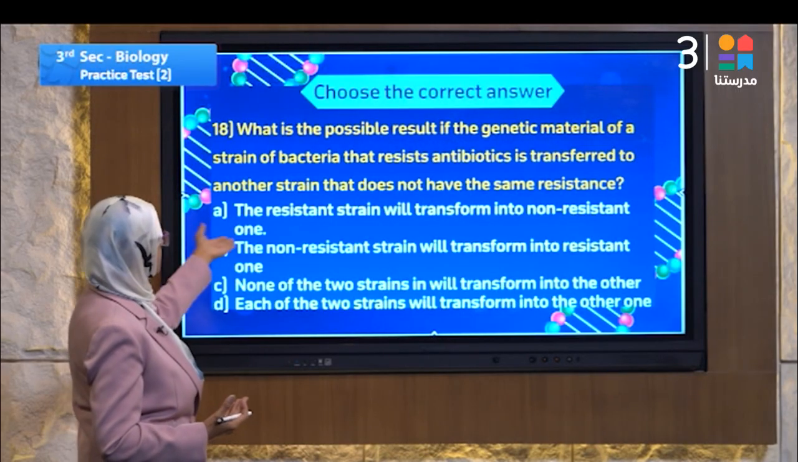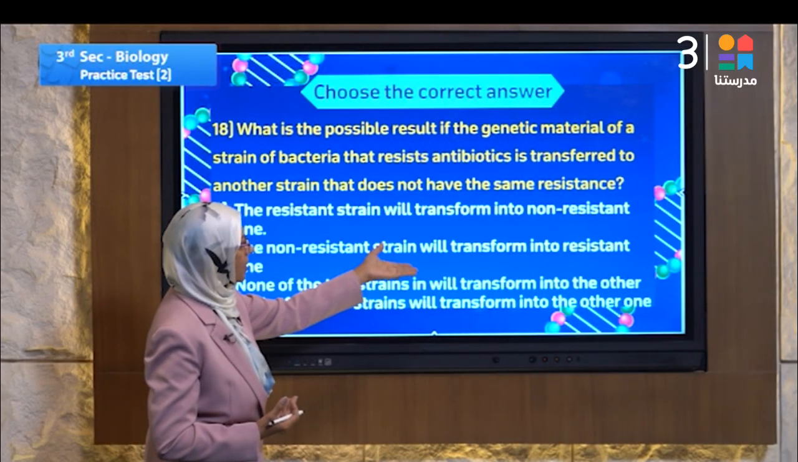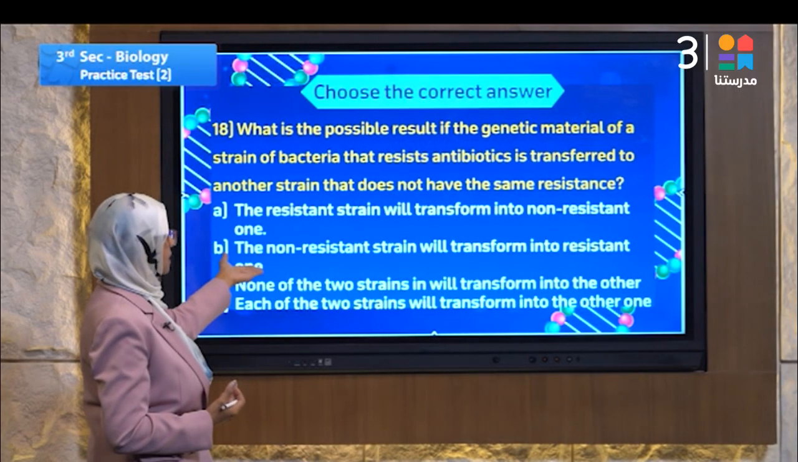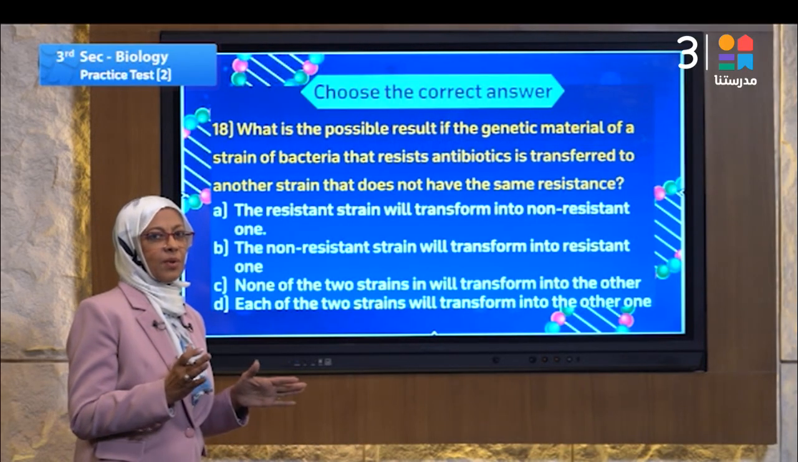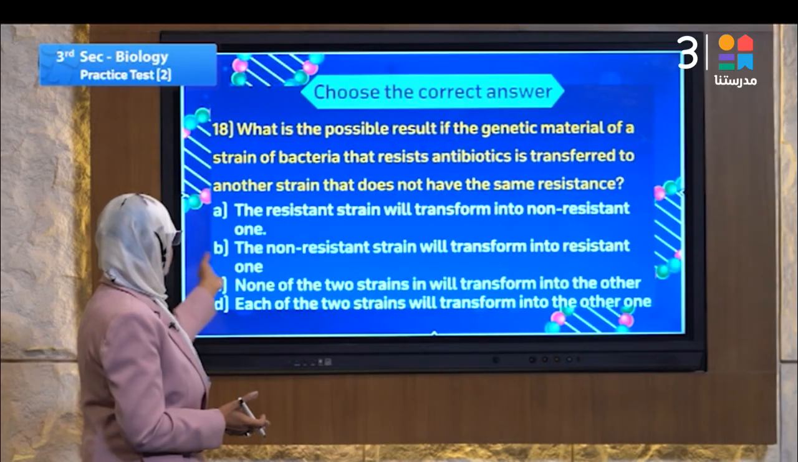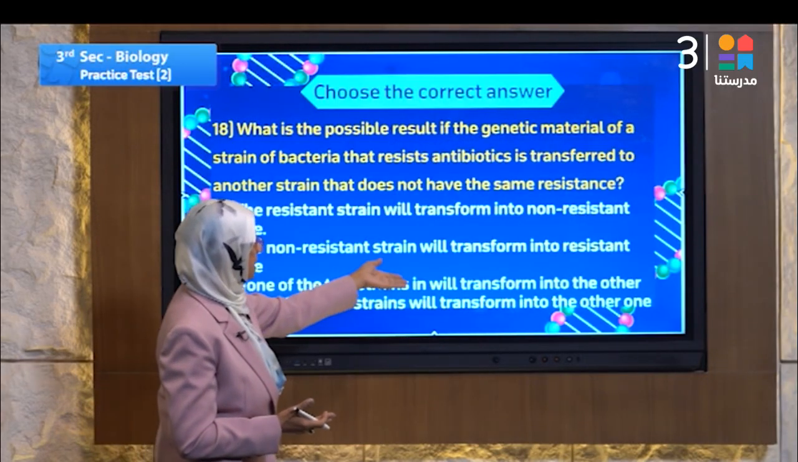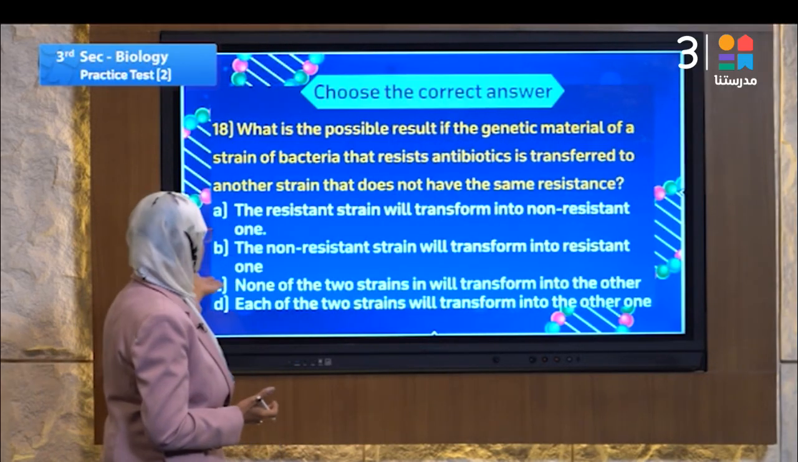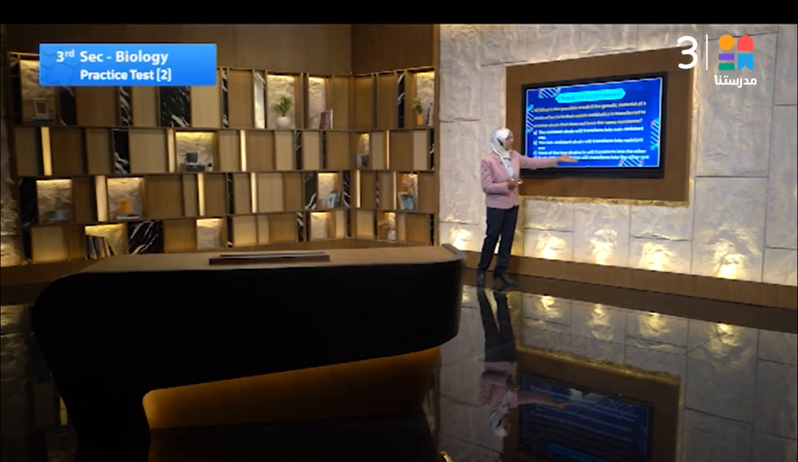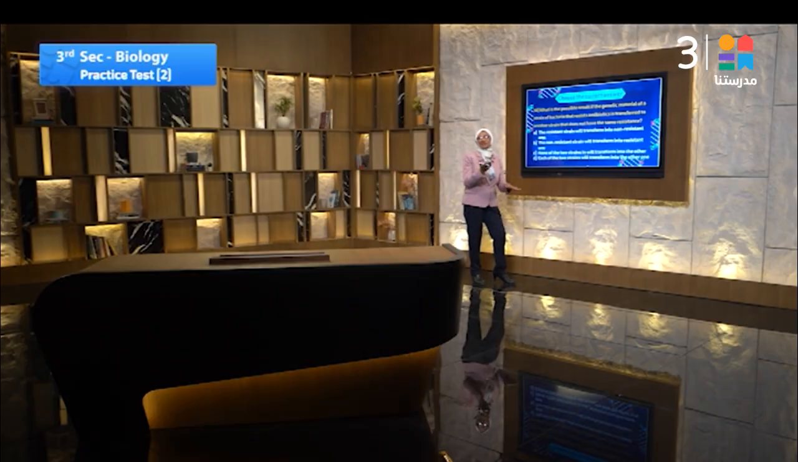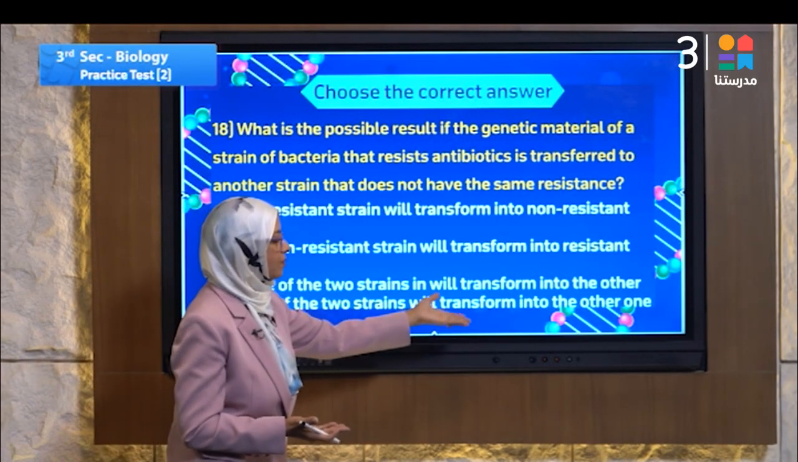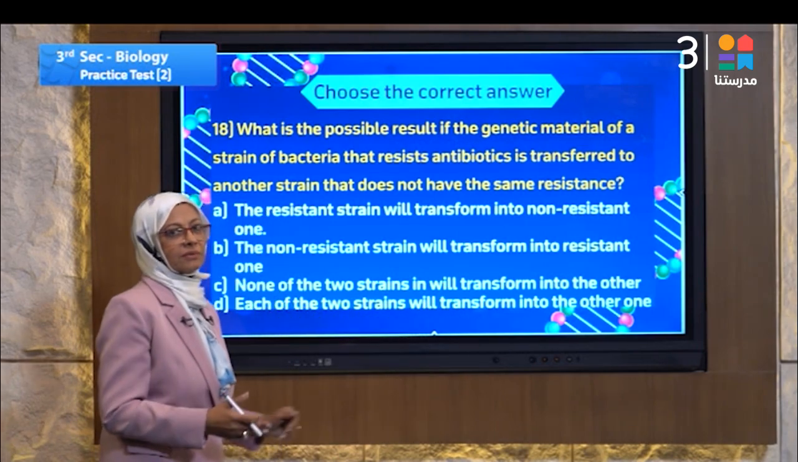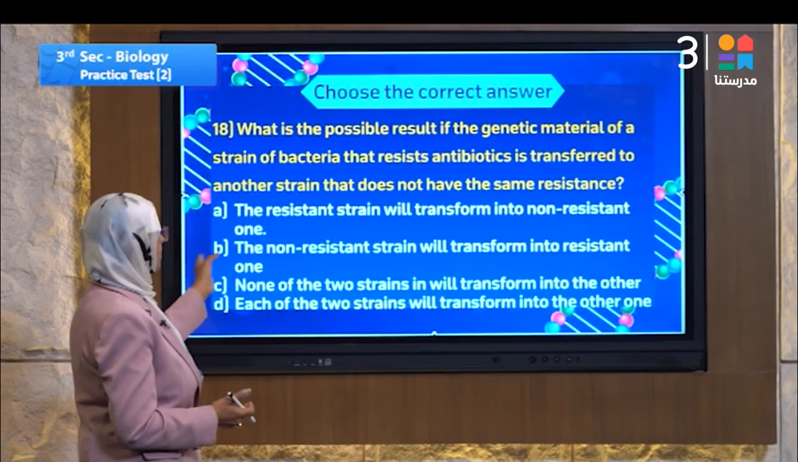Number A, the resistant strain will transform into a non-resistant one. Resistant will become non-resistant. It's far away from the answer. Number B, the non-resistant strain will transform into a resistant one. Number C, none of those strains will transform into the other. Nothing will happen. Number D, each of the two strains is transformed into the other. It's away. So the answer must be number B.